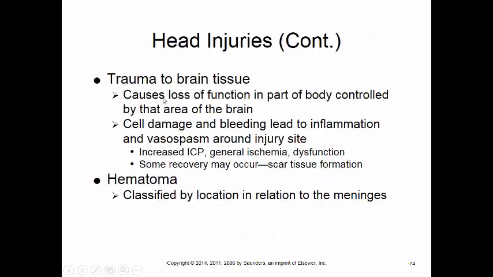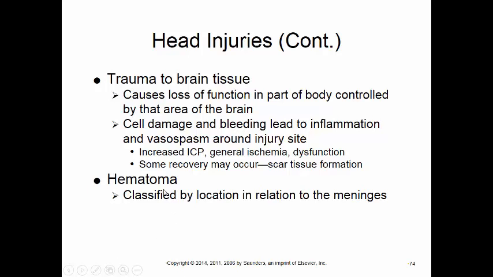Trauma to the brain tissue actually causes loss of function in the part of the body that is controlled by that area. So this is more of a localized function. There's cell damage and bleeding that leads to inflammation and vasospasm at the injury site, which can lead to ICP, intracranial pressure, increased cranial pressure, or general ischemia and dysfunction. Some recovery may occur and have some scar tissue formation present.